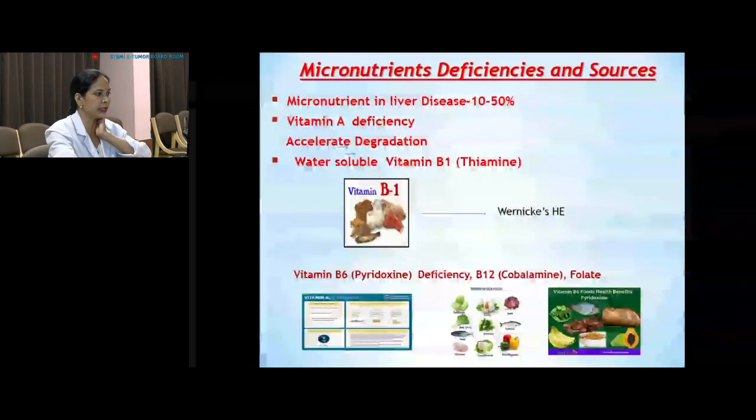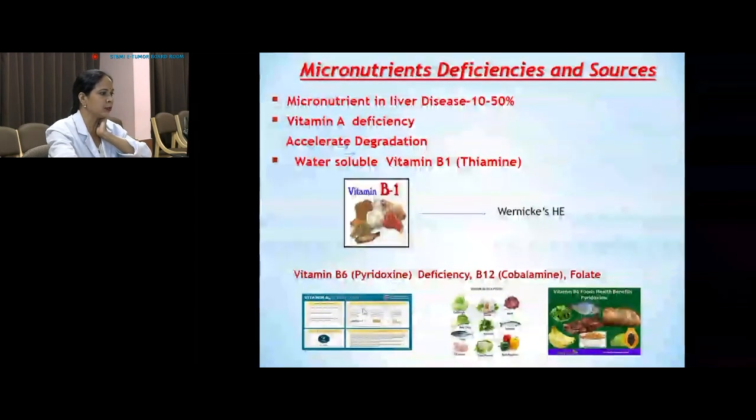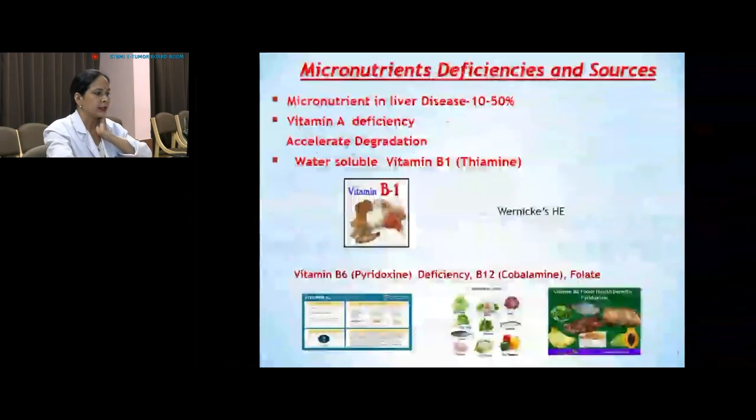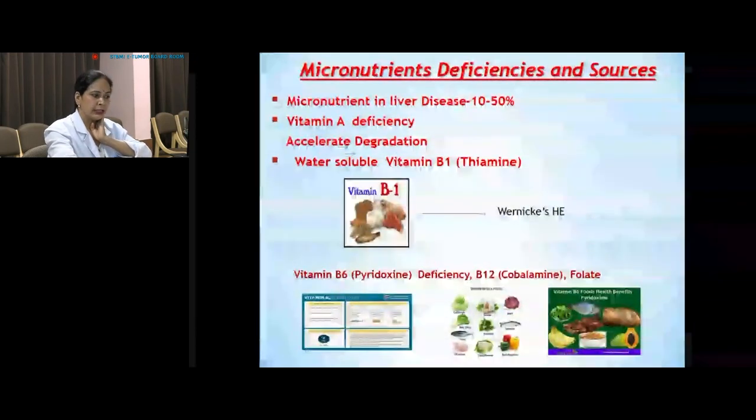Vitamin B6, pyridoxine, parallelly is responsible for Wernicke's HE, minimal hepatic encephalopathy. So what are the sources of pyridoxine? Basically, it comes from vegetable sources, banana, kale, papaya, nuts, ragi, and barley.